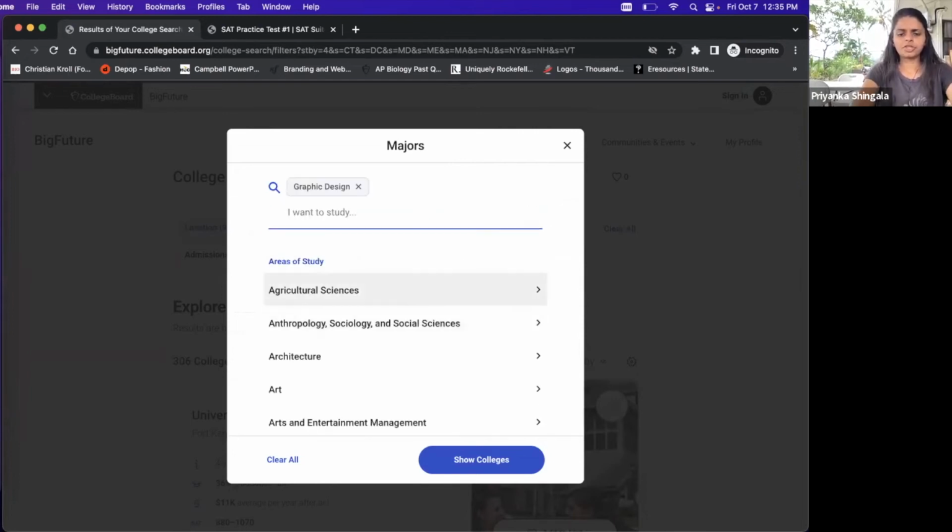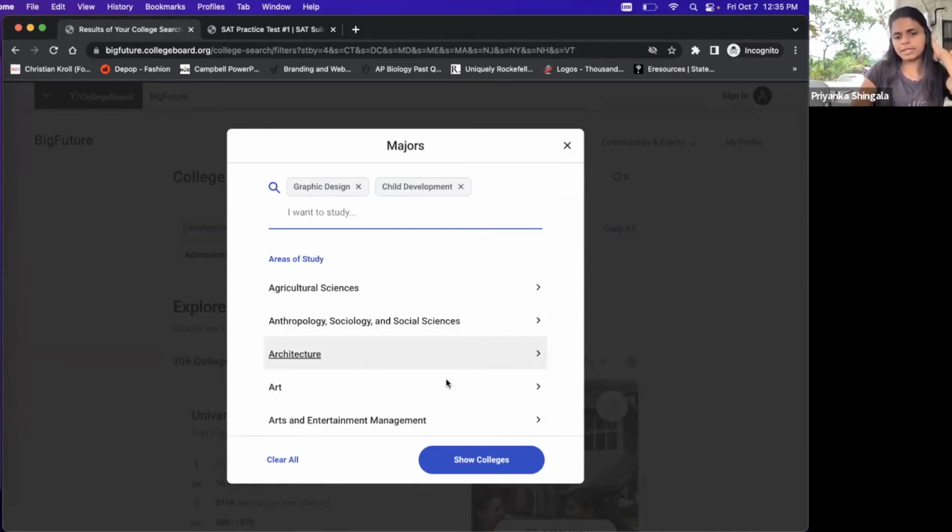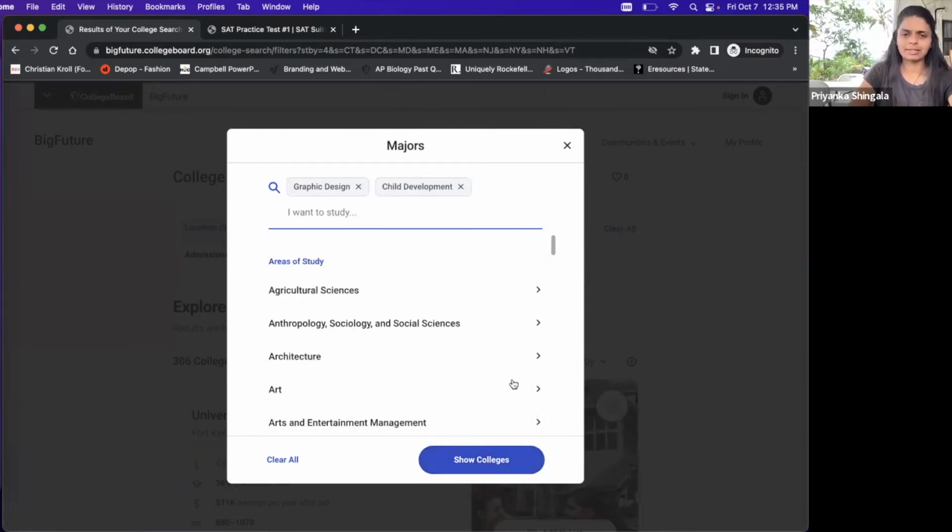And then I do early childhood education or whatever, or child development. What happens here is this reads as "and." So the universities that come up will have graphic design programs and they will have child development programs available. Okay, it's not an "or." So be careful how you go about picking some of these things.